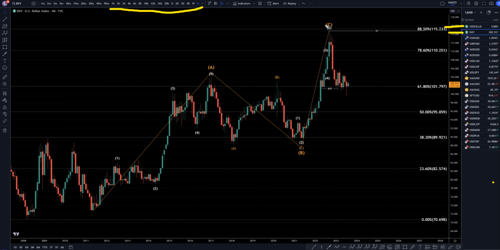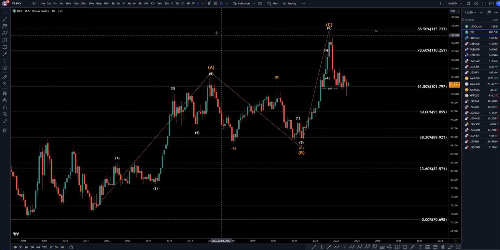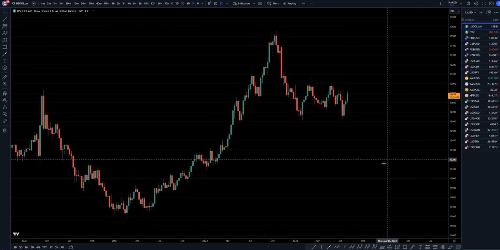So on the DXY monthly, I still believe this is the end of an ABC correction right here. I still think that this is going to continue making lower lows, lower highs over the coming months, maybe even years, eventually going all the way down and taking out these lows, most likely heading on to about the $70 area. So let's head down to the weekly time frame and switch back to the dollar index.